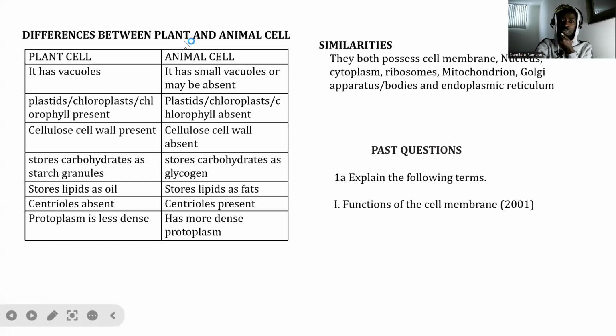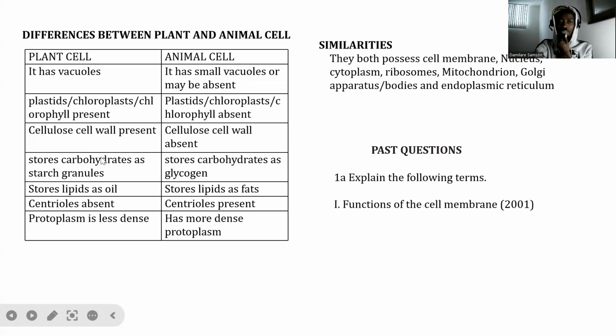So what are the differences between plant and animal cell? Plant cell has large vacuoles, but in animal cell, they are small or totally absent. Plant cell has plastid, chloroplast, chlorophyll, all present in the plant, but we don't have all this in animal. The cellulose cell wall is found only in plants. Cellulose cell wall, you can't find it in animal.